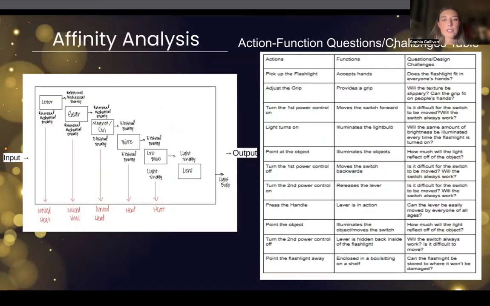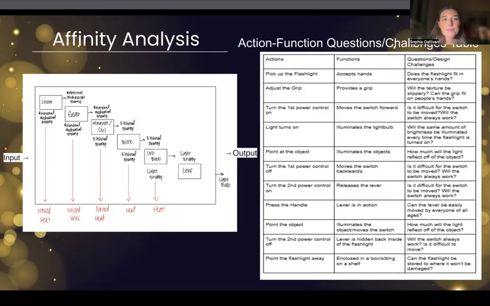For our affinity analysis, we first made an activity diagram that explains how the energy translates in order to create light. First, it begins as rotational mechanical energy from the movement of the crank, which spins the gears and magnet coil mechanism, and then into electrical energy from there into the wire, the LED bulb, and lastly to light energy into the lens.